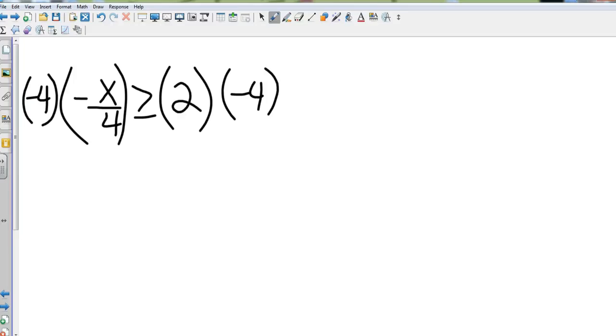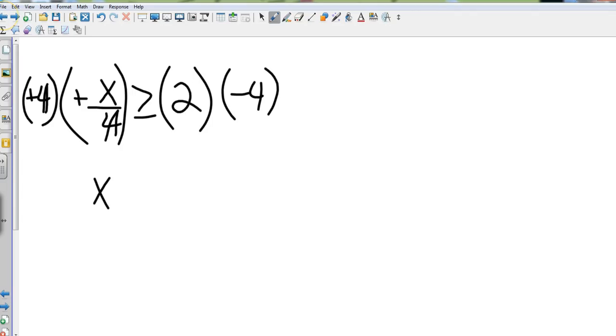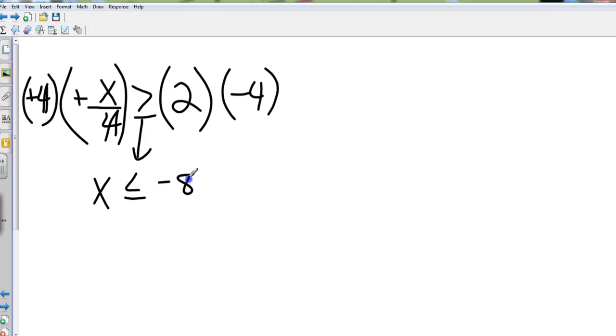I'm not exactly sure where I was, but I do know I was multiplying both sides by negative 4. And the reason I do that is the 4's cancel, and then the negative times the negative makes that a positive. And so that's going to give me x. And remember from our screen before, if we multiply, in this case, by a negative number, we must flip the inequality sign. So I'm going to flip greater than or equal to less than or equal to. And 2 times negative 4 is negative 8.